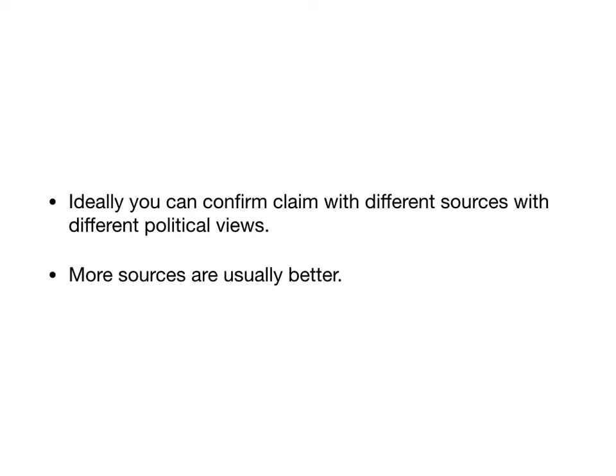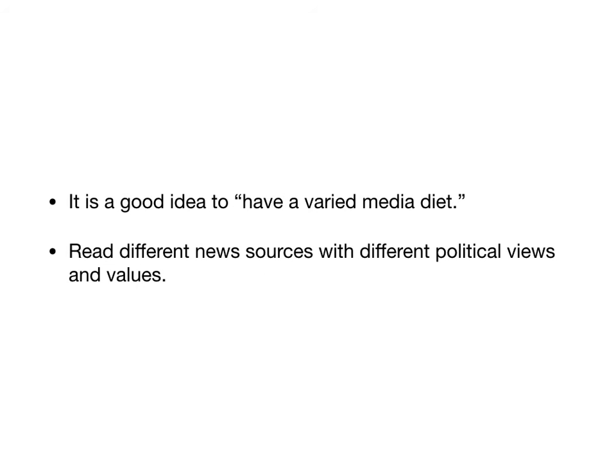Ideally, you can always cite more than one source, right? And ideally, you can cite sources with different political views, right? If you cite a conservative newspaper and a liberal newspaper to support some claim, they both say this happened, that's pretty darn good evidence that it happened. As a larger thing, as your reading points out, it's not a bad idea to have a so-called varied media diet, right? Try to read different news sources with different political views and values, take account of them.